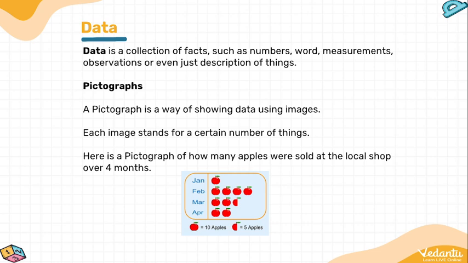Now let's come to the pictograph. What is a pictograph? A pictograph is a way of showing data using images. Sometimes it's very difficult to give all the raw data in expanded form, so it becomes very difficult to just take out information from there. In such cases, a pictograph can work very well. A pictograph is basically making pictures, but they will represent something.